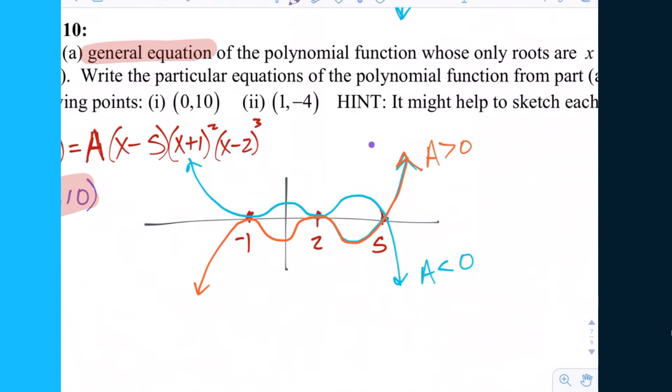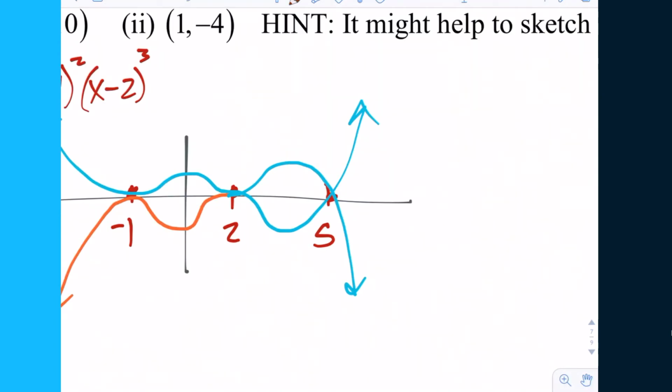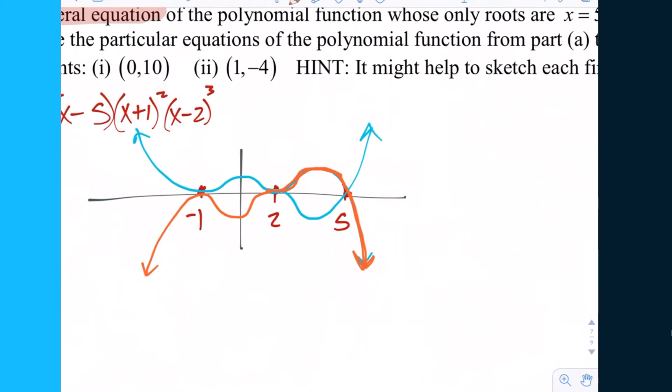Oh, that's why I did it wrong. I messed up with my colors. I drew it right the first time. Sorry. Let's go back. It wiggled at 2, right? So it did that. Yeah, this is what it wiggled at 2. And then there we go. My bad.